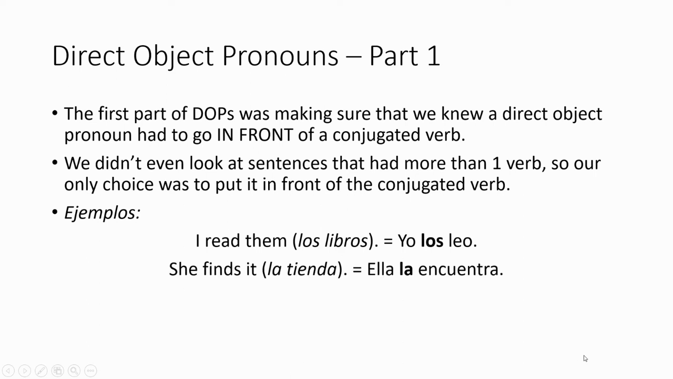Another example, she finds it. Finds is the only verb, so it has to be conjugated, and then your word it, referring to la tienda, the store, has to go in front of the conjugated verb. Ella la encuentra. Again, backwards from English.